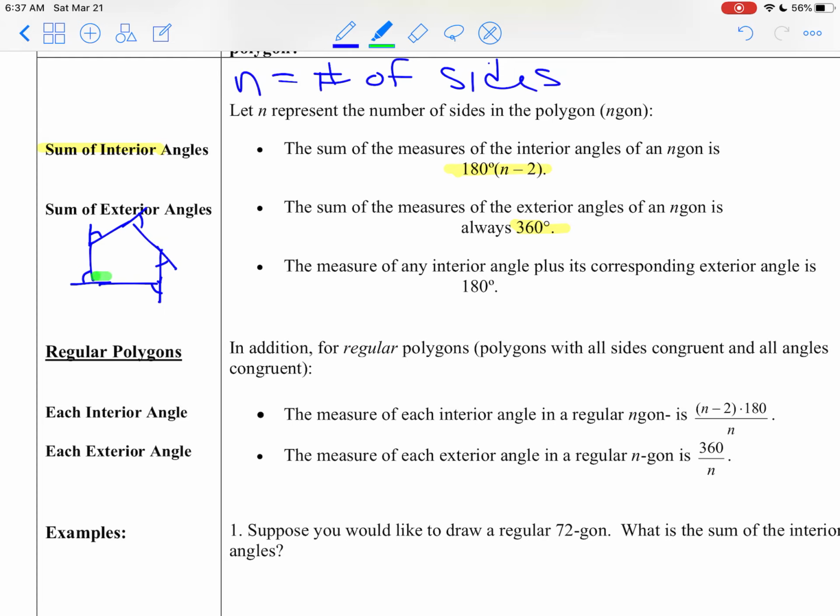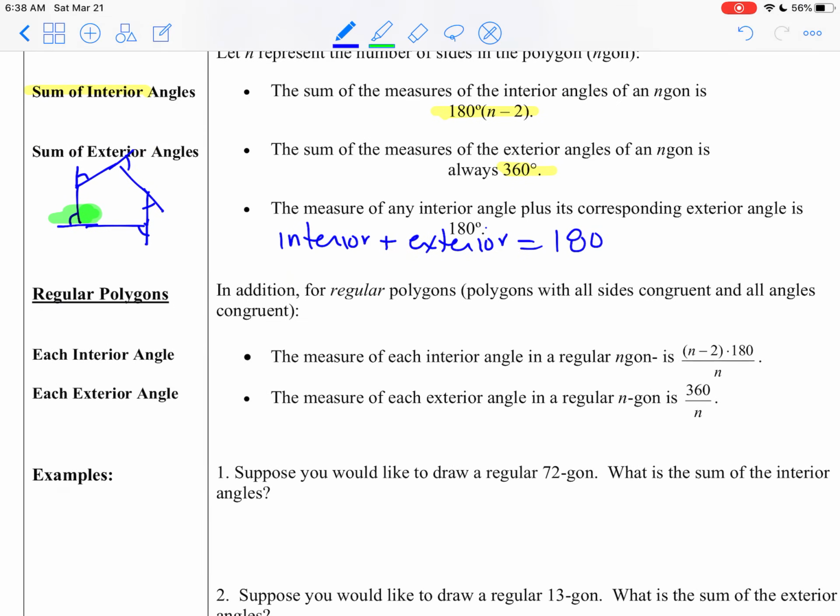Now for any exterior and interior angle, if I take the interior one here with its exterior, the two of them together, if you notice, form a straight line. So the interior plus the exterior will always equal 180. And that's actually a good little trick. Sometimes if you can easily find the exterior and you're asked to find the interior, just subtract it from 180.